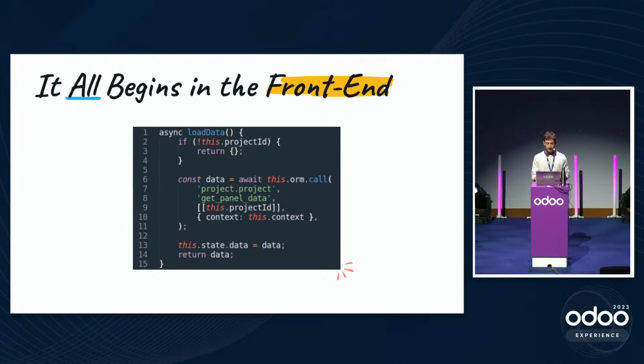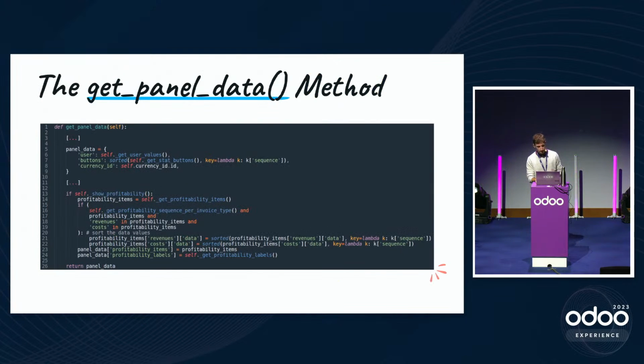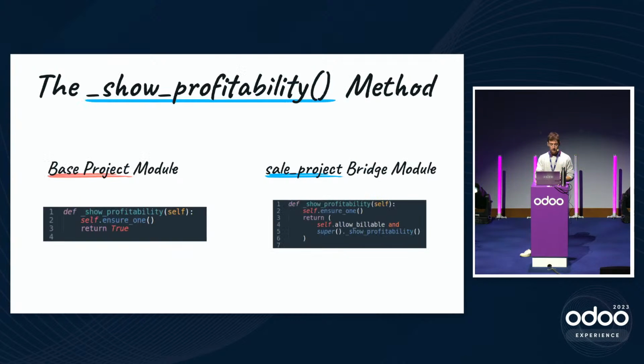So let's look at the getPanelData method. I think this is more interesting. The getPanelData method is this. We have omitted some details because they're not particularly interesting and they're not related to profitability. But in line 13, the profitability feature kind of starts. In line 13, we check whether we should show profitability by calling the show profitability function in the project.project model. Let's see how that works.